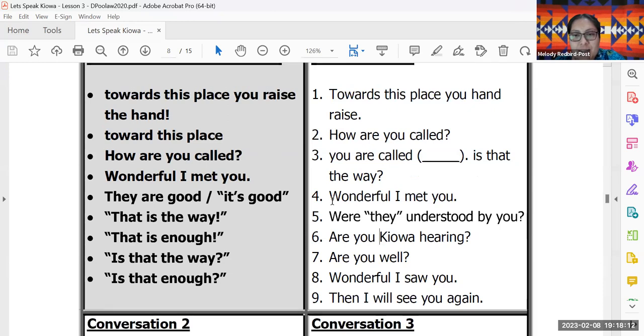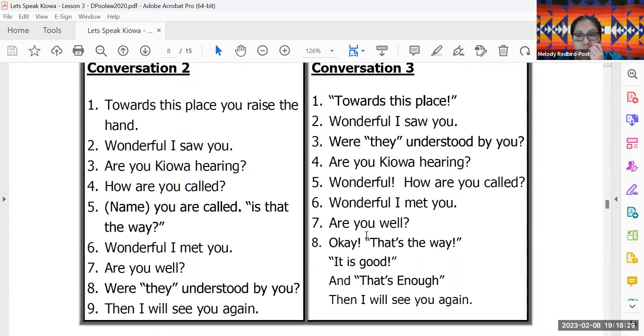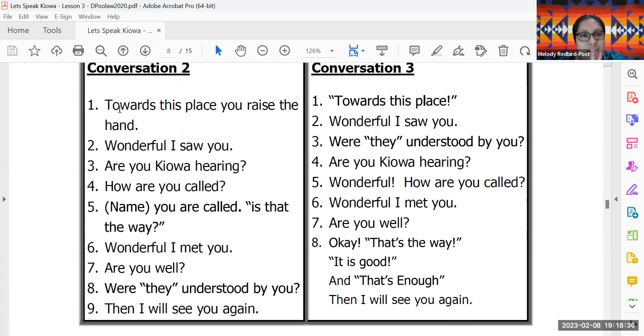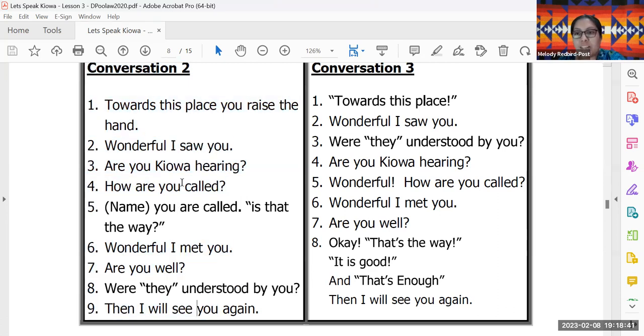And it looks like we have here's the new phrases. And then remember, we have some phrases from the last lesson. So we'll have to remember. And then for conversation 2, it's got, again, the mixture of the ones from this lesson and the previous 2 lessons. And then here's conversation 3.